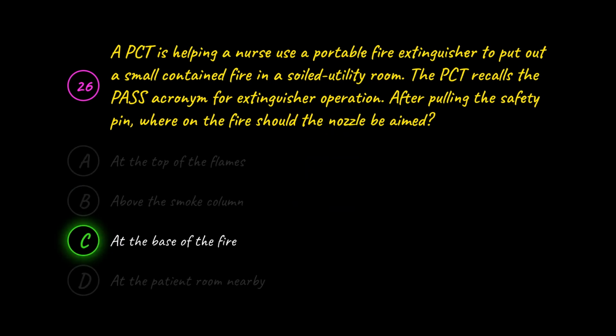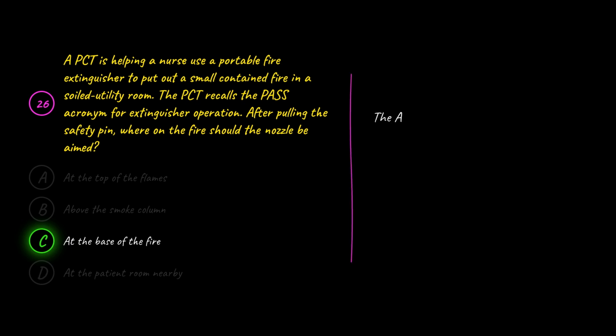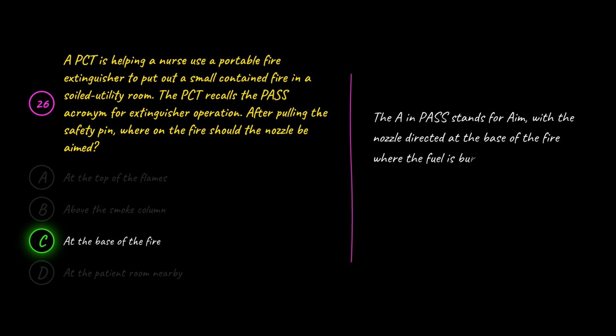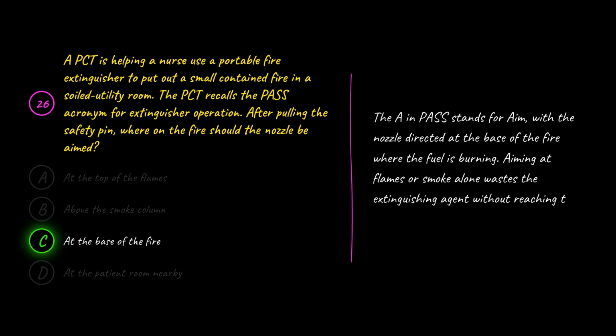The correct answer is C. At the base of the fire. C is correct because the A in PASS stands for aim, with the nozzle directed at the base of the fire where the fuel is burning. Aiming at flames or smoke alone wastes the extinguishing agent without reaching the source.